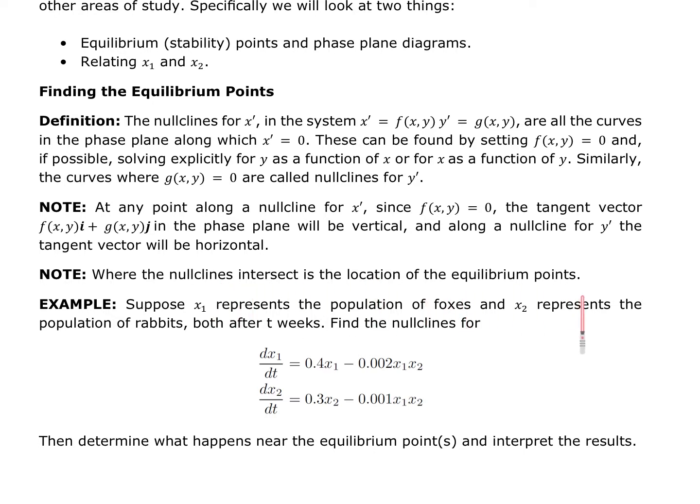So suppose x sub 1 represents a population of foxes and x sub 2 represents a population of rabbits, both after t weeks. Find the null lines for this. The derivative of x sub 1 with respect to t and the derivative of x sub 2 with respect to t are given here. Then determine what happens at the equilibrium points and interpret the results.